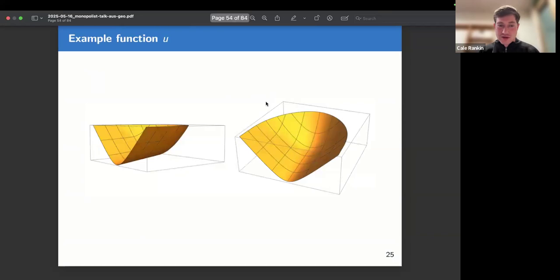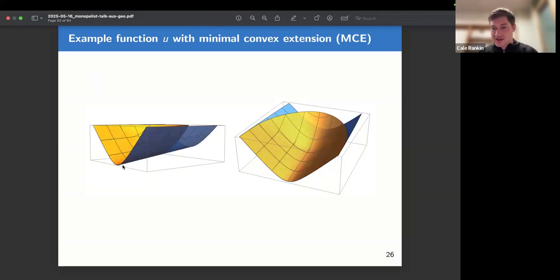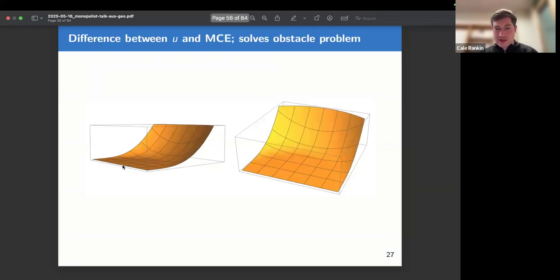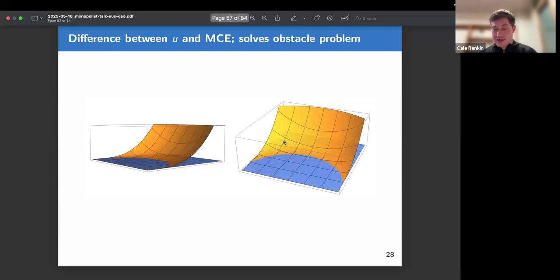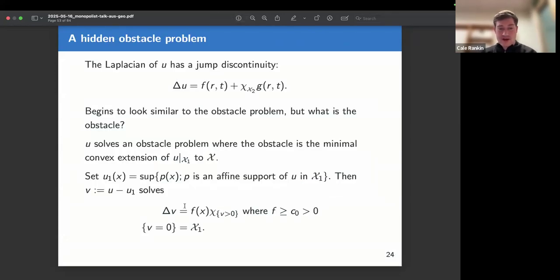And again, I've got some pictures. So here's a convex function, which has a region, the bowl part, where it's strictly convex, and has a region where it's convex but not strictly convex, the half-pipe region. I can take the affine supports on the non-strictly convex region, and I'm going to get this minimal convex extension. I can look at the difference between my function and the minimal convex extension, and it's going to be 0 wherever these things were equal and positive elsewhere. And that thing is going to solve an obstacle problem. And this is what this slide is saying. Our minimizer u solves an obstacle problem where the obstacle is the minimal convex extension on x1.